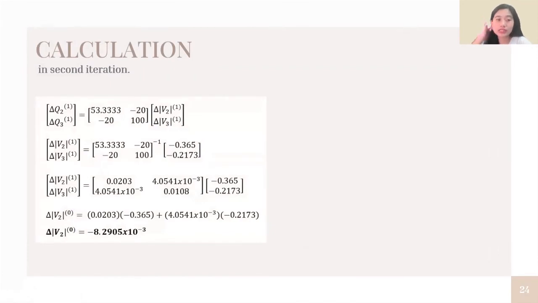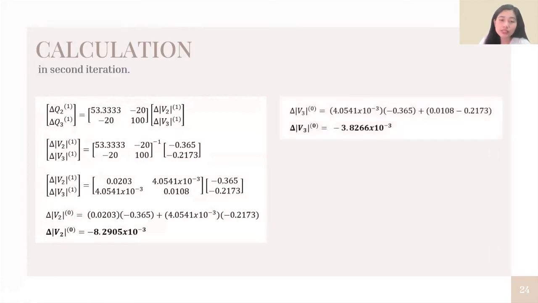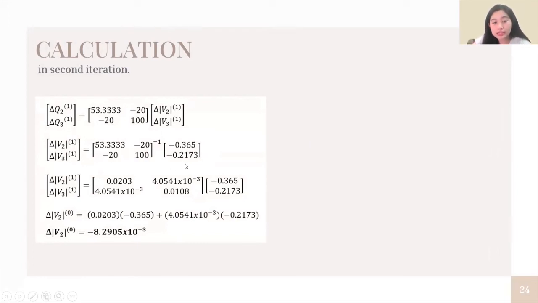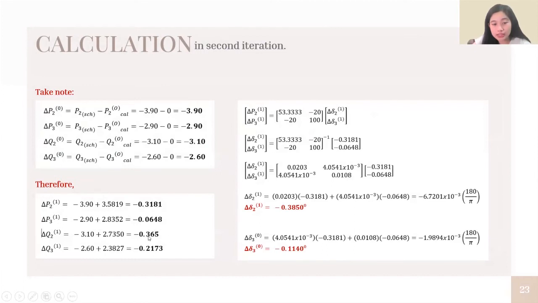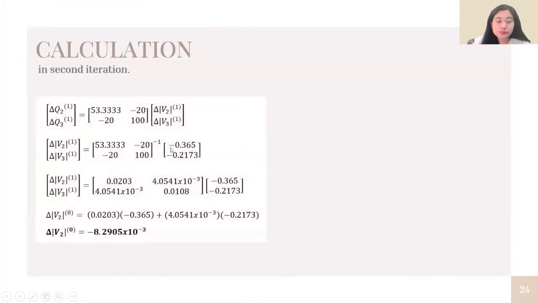So, hindi ko na siya uulitin. Same process lang siya. So, ang V2 natin will be negative 8.2905 times 10 raised to negative 3. And our V3 is negative 3.8266 times 10 raised to negative 3. Just the same process na ginawa natin kanina. Just have to follow that. Substitution natin. Huwag malilito pala. Guide ko lang kayo na ang value ng Q2 and Q3 natin is yung new value na sinolve natin kanina, which is this one. So, negative 0.365 and negative 0.2173. So, besides that, wala na namang ibang binago except, syempre, yung isosolve natin is V2 and V3.